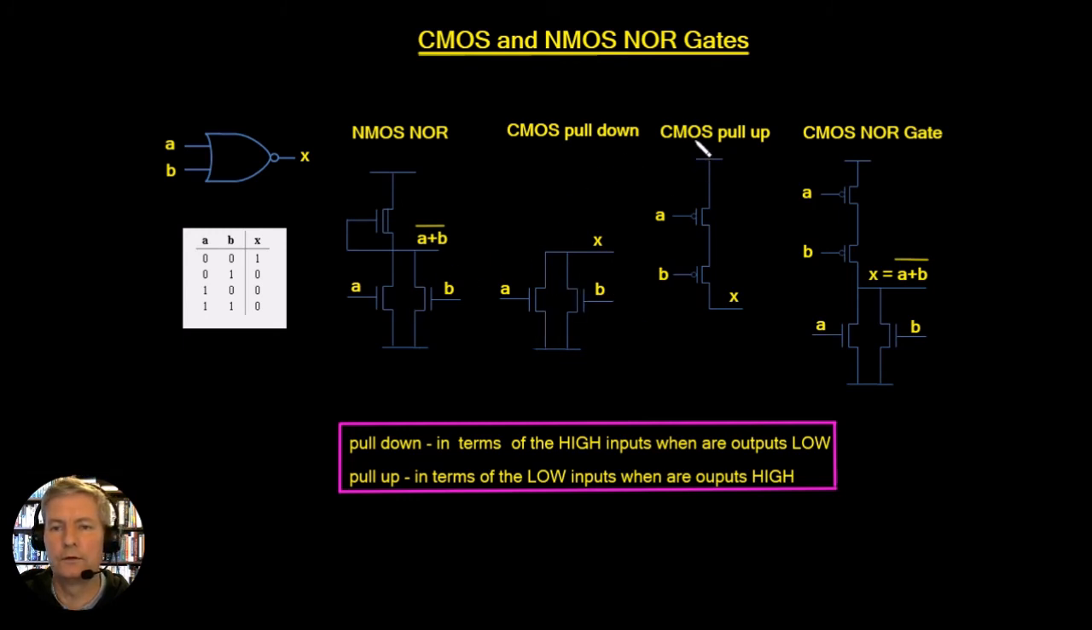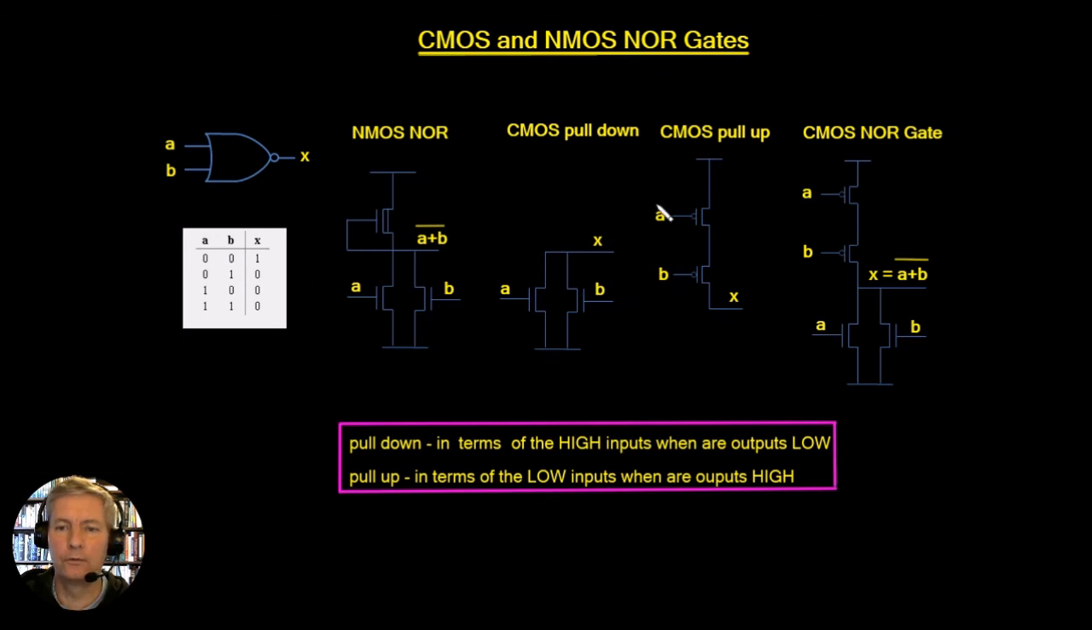Now for the CMOS pull up. In terms of the pull up, it says in terms of low inputs, when are the outputs high? So this is this line here. Only when both inputs are low do we get a high output. So that means that this point here is going to be ANDed with that point. So in effect what we're saying is it's going to be A dot B, and it means that both of these are going to have to be in series.